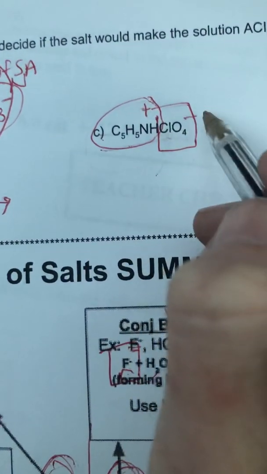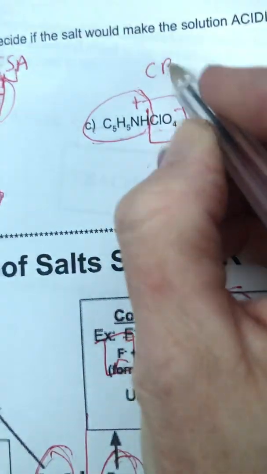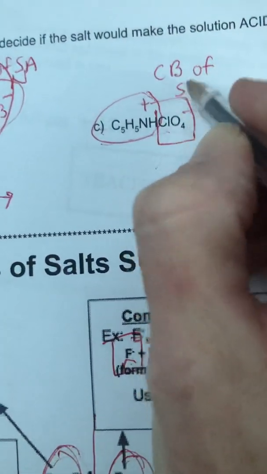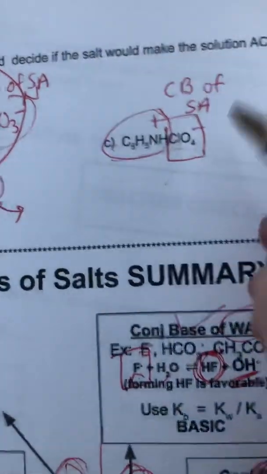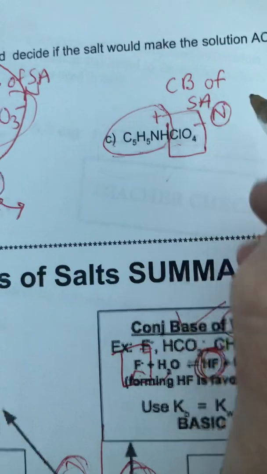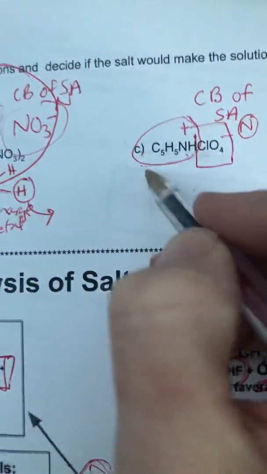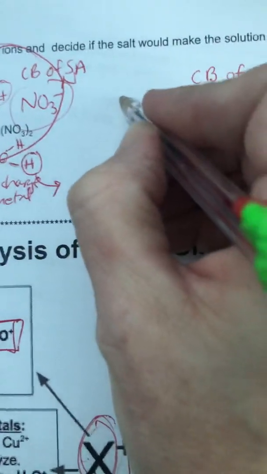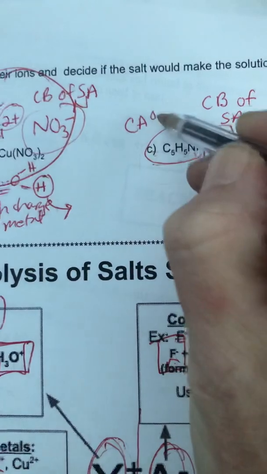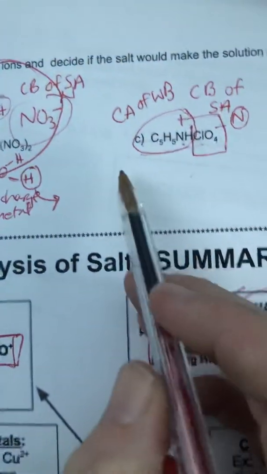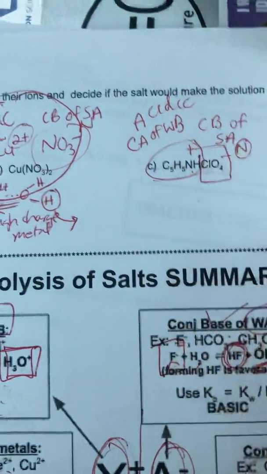Well, ClO4 minus, let's see. It's a conjugate base of what kind of acid? Of a strong acid, because it comes from perchloric acid. So that's going to be neutral. And then what about this guy? Well, it's not a metal. So the only other choice is this must be a conjugate acid of a weak base. So therefore this guy as well is going to be acidic.